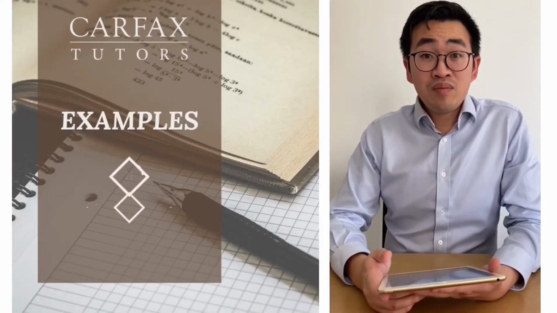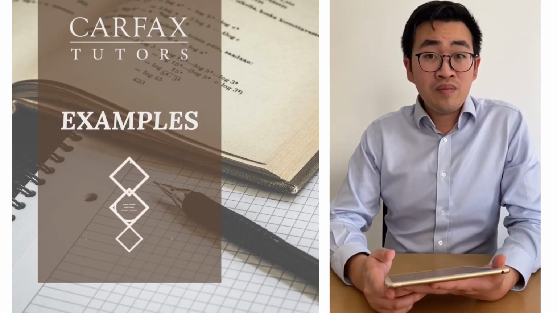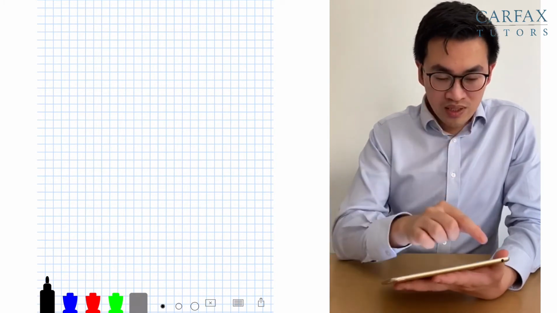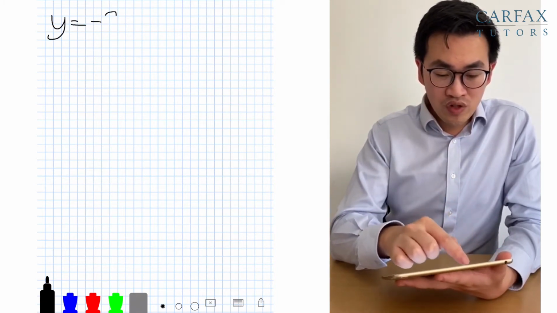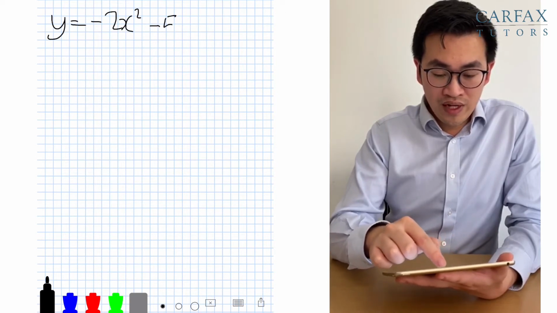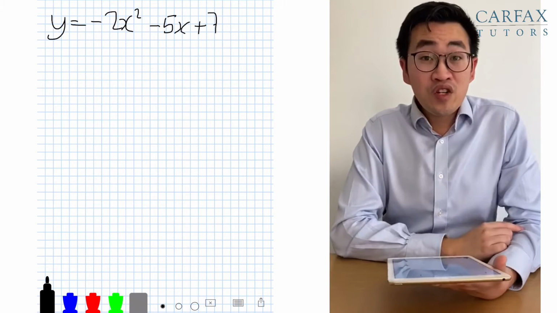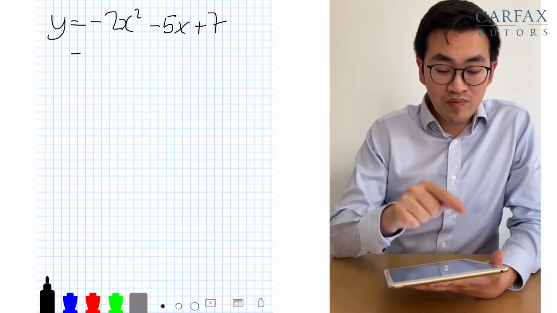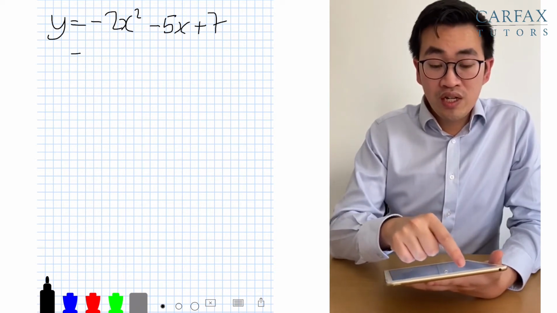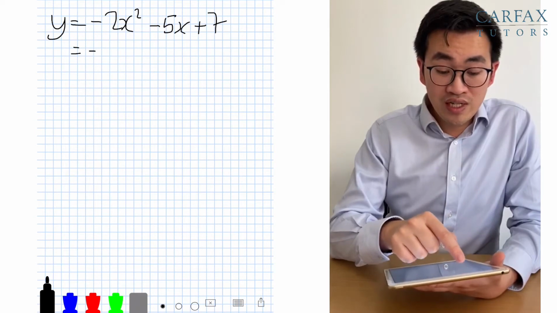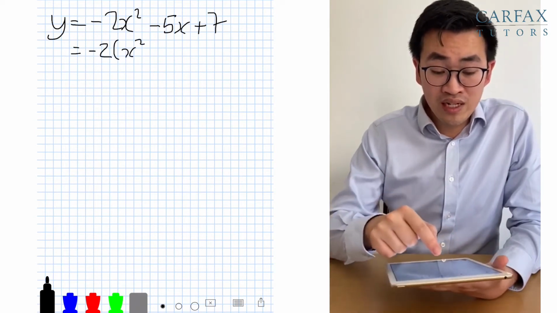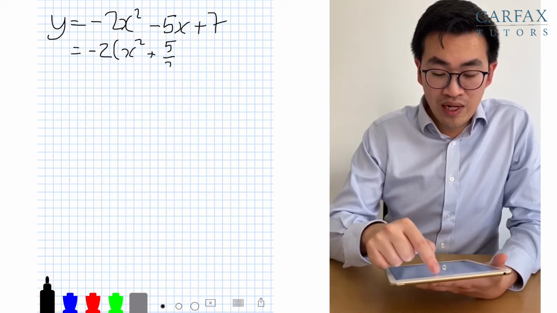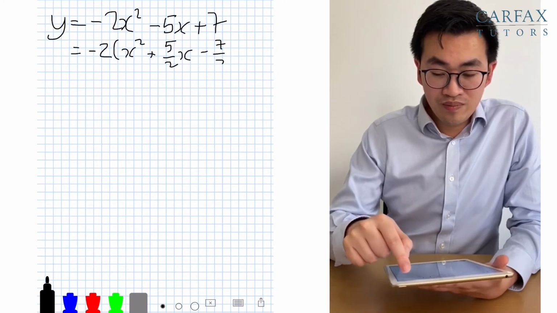So in our second example, I'm going to be looking at a quadratic where we have the coefficient of x squared not equal to 1. So the example I'm going to use here is y equals negative 2x squared negative 5x plus 7. In the first step, when you have a not equal to 1, we need to factorize out that term. So factorize out the coefficient. So in this case, the negative 2 is in front, so we factorize it out like this. So negative 2, open bracket, x squared plus 5 over 2x minus 7 over 2.